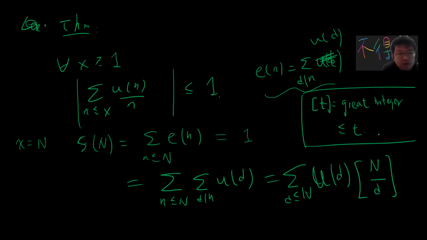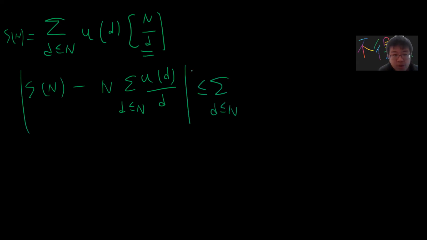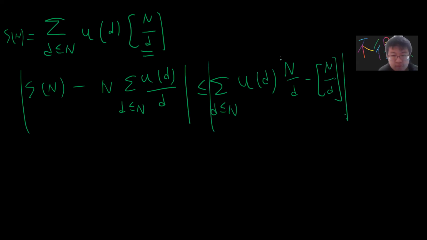Okay, so now this function, this guy, is at most different from n divided by d by 1. So that means, let's see, this is S of n, right? So if you write S of n minus n times the sum of mu of d divided by d, these guys, if you replace this by n divided by d, then you at most lose 1, right? So this is less or equal to the summation over d less or equal to n of mu of d times the difference of n divided by d minus this, and then this is at most a loss of 1, right? So it becomes this.